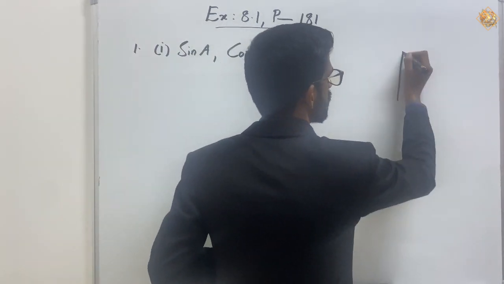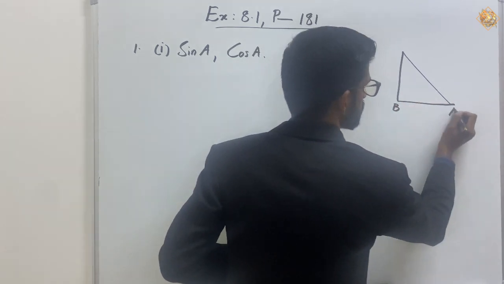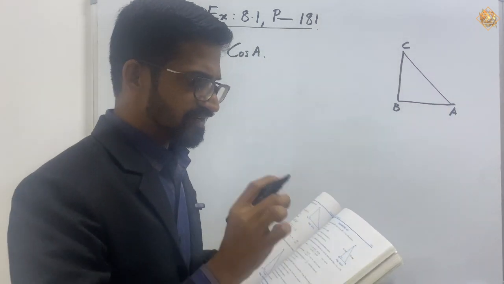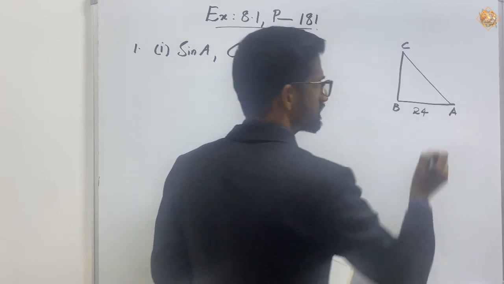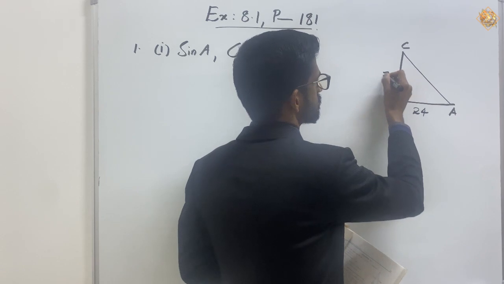So first we will draw a right angle triangle roughly, right angle at B. So we can name it as ABC. And it is given AB equal to 24 centimeter, AB, that is 24 centimeter. BC, it is 7 centimeter.